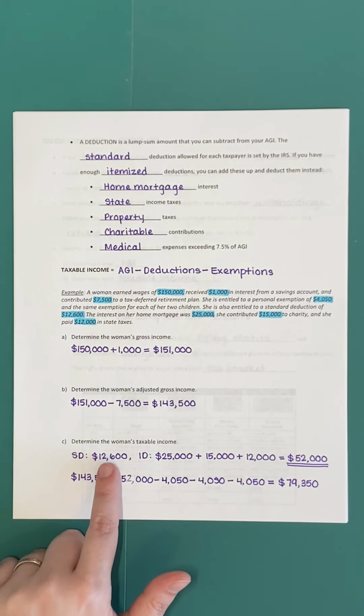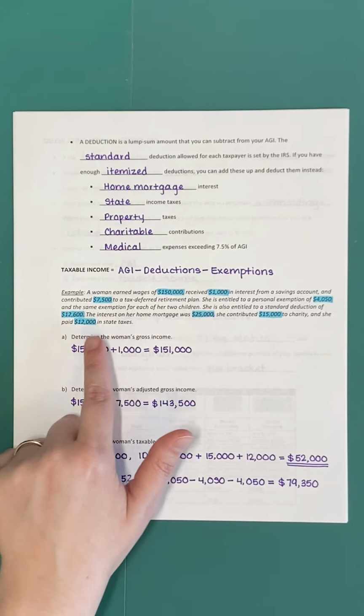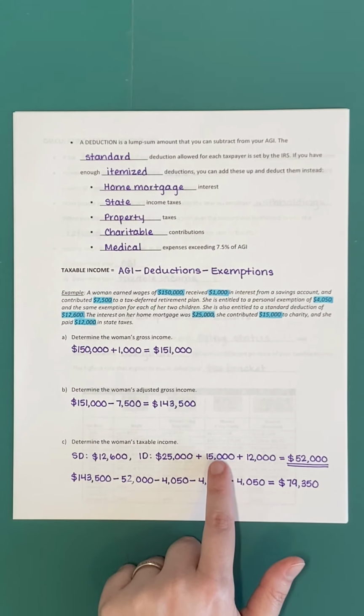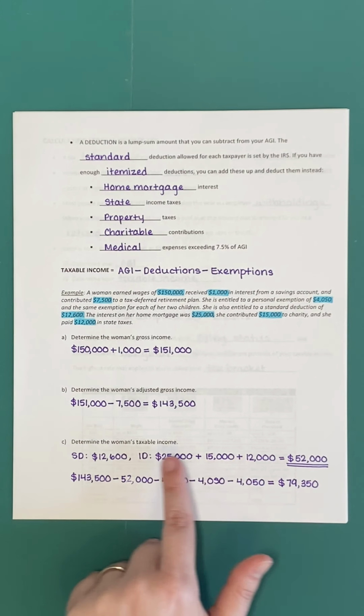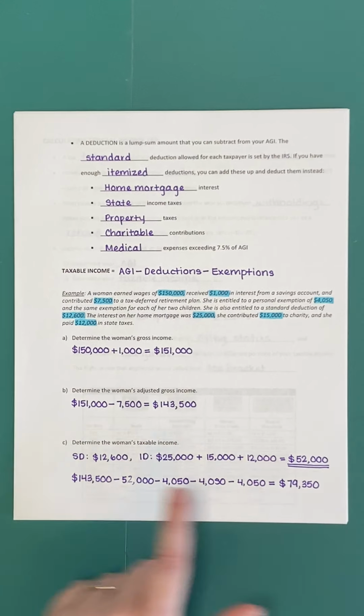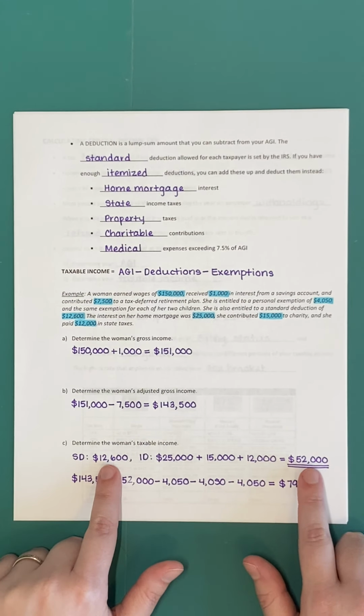So we want to compare how much the standard deduction is worth and how much the itemized deductions are worth. So the standard deduction is worth $12,600. The itemized deduction is going to take the sum of all of the individual components. So that's going to be $25,000, $15,000, and $12,000. And all of that is going to sum up to $52,000. So we're comparing those 2 values. Clearly in this situation, the itemized deductions add up to more.